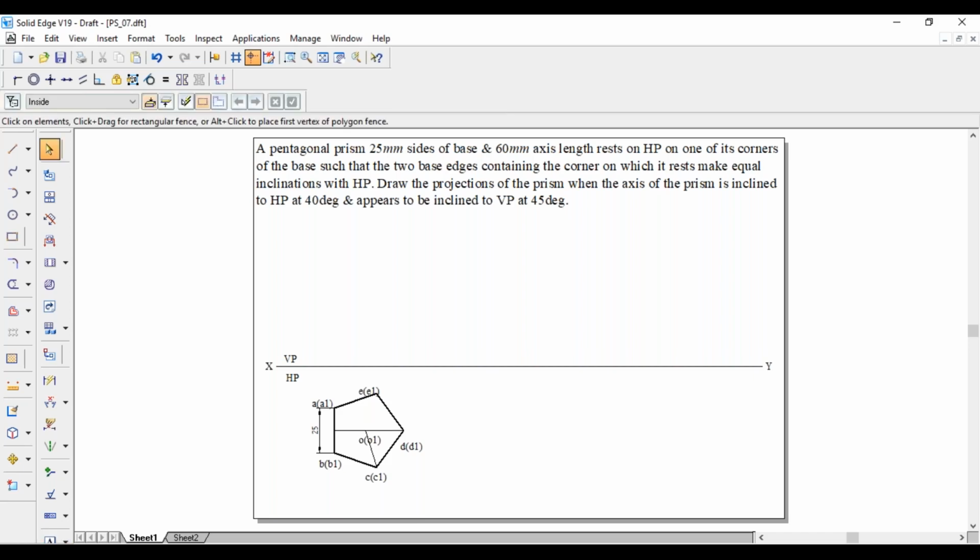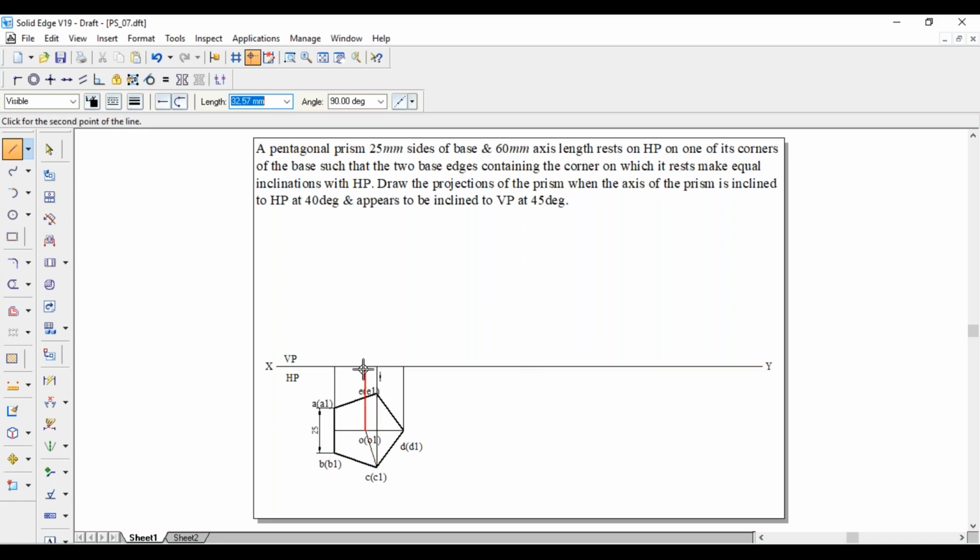Now project the points to the XY line. As it is a prism, the axis and other edges, that is the longer edges, are parallel to each other. So 60 mm is the height. From this end point, draw a vertical line of 60 mm. Similarly, from here also 60 mm, and from here also, and complete it as a rectangle.